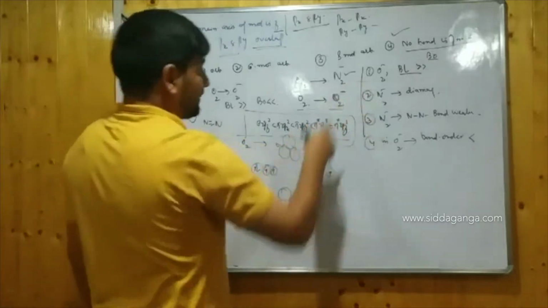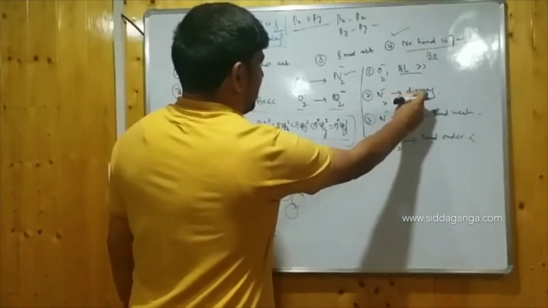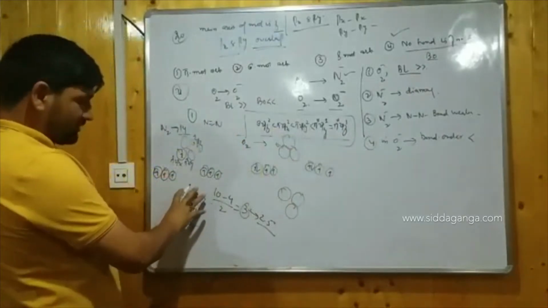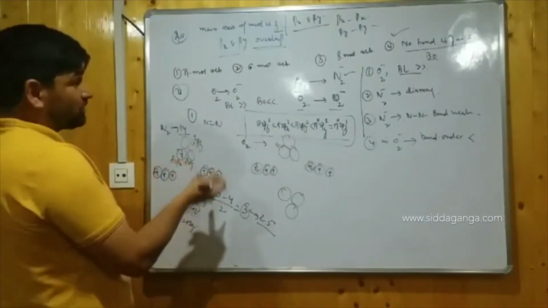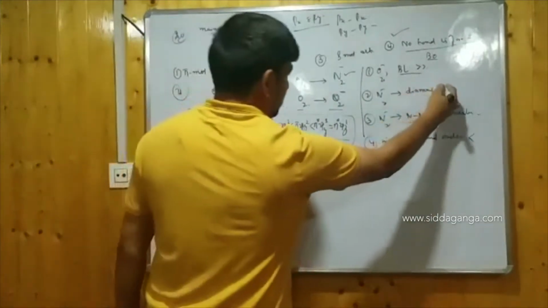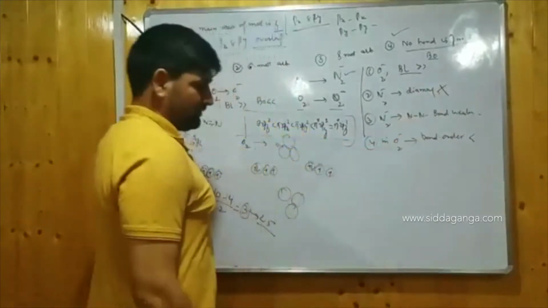Let us see the options for nitrogen. Nitrogen becomes diamagnetic. Wrong. Nitrogen was diamagnetic a while earlier, but once the electron is added, it becomes N2 minus, and it becomes paramagnetic. So this is the wrong option.